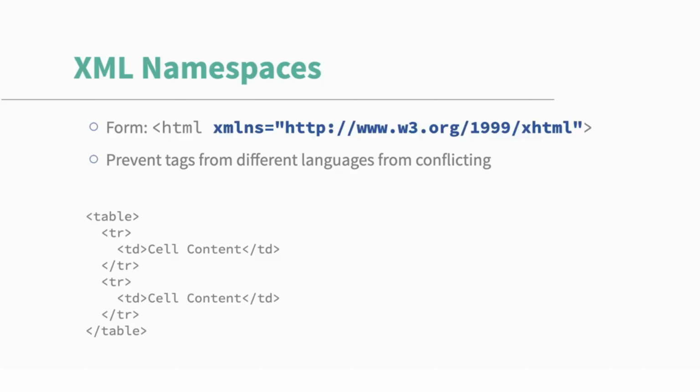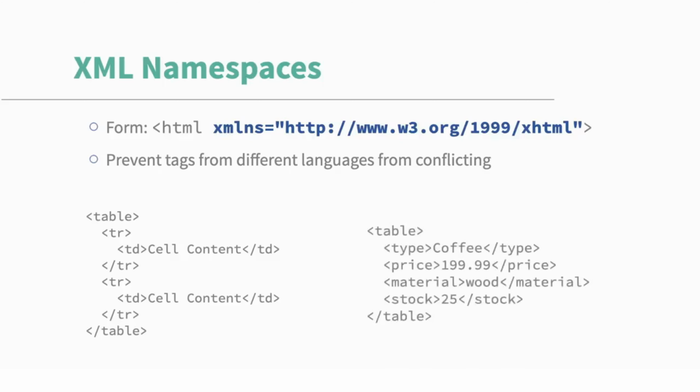Suppose I have an HTML file with a table in it. And HTML tables have things like table rows and table cells. They're used to lay out tabular data. However, if I create an XML document, and I work for, say, a furniture company, to me, a table means something completely different. I'd have a table, and my table definition for furniture might have a type, right? It might have a price, the material it's made of, how many I have in stock. If I try to use my XML table inside my HTML table, that's going to cause problems, right?